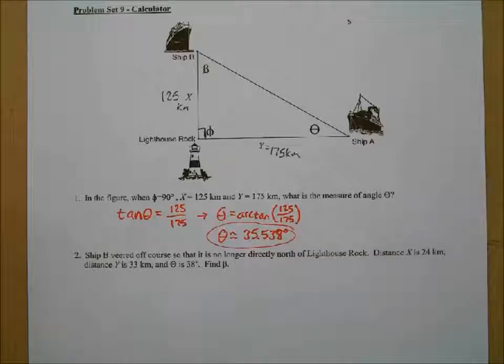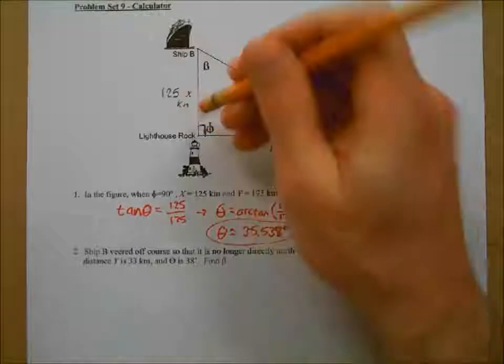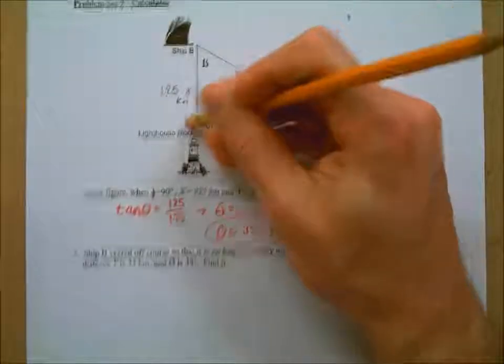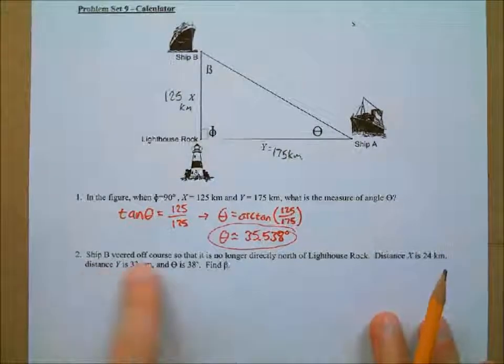Ship B veered off course. So there's our ship B. Veered off course so that it is no longer directly north of Lighthouse Rock. All right, so no longer directly north means what measure here do we no longer kind of have? The 9-degree angle here, right? We no longer have that.